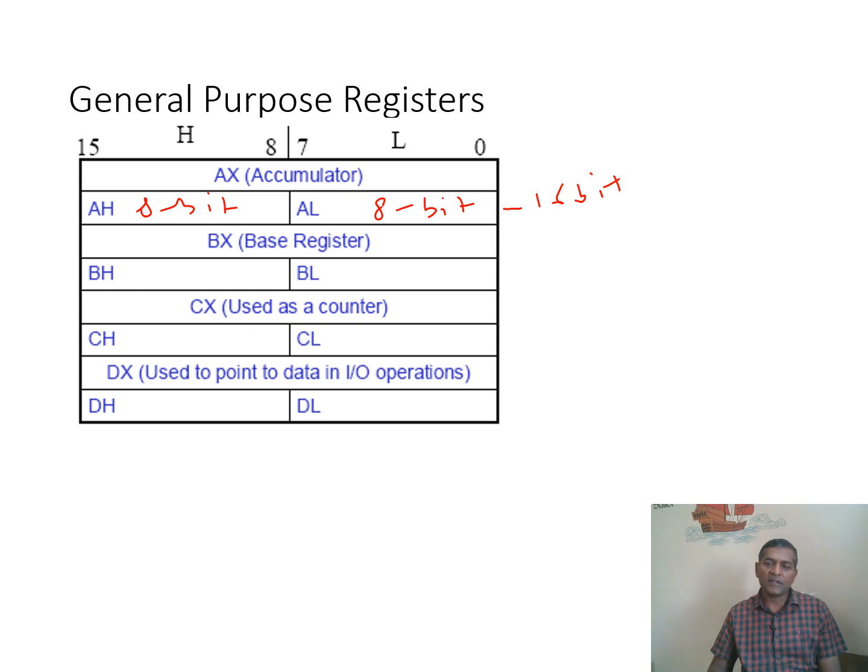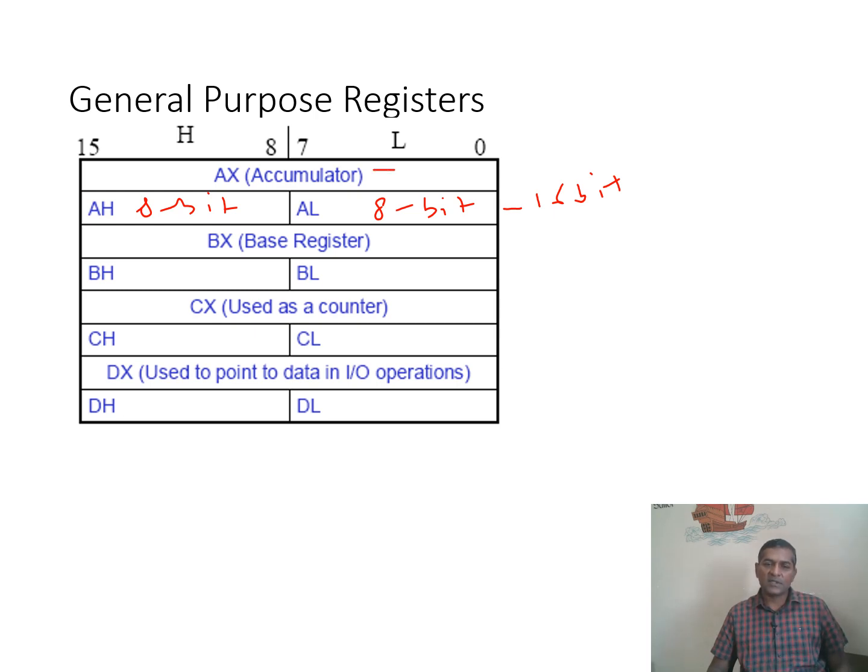AX is used as an accumulator. This is very close to the arithmetic and logical unit. So this is the default storage. Whenever the arithmetic and logical unit generates some result, the result will be automatically stored into AX, the accumulator. That's why we call this an accumulator.